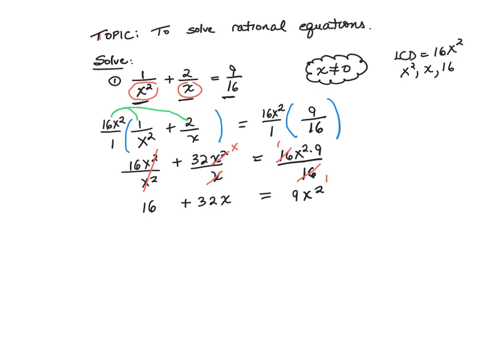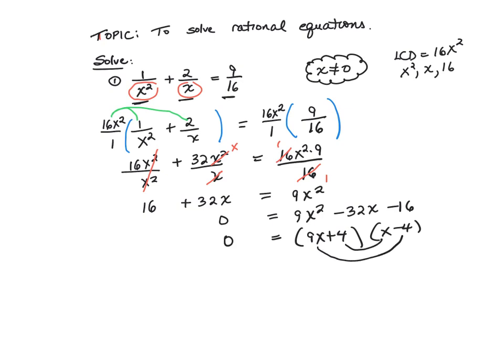Now, if we rewrite this in standard form to solve the quadratic equation, the right side is factorable. It could be factored into 9x plus 4 times x minus 4, and we could quickly check the inner and outer terms, and we do get a negative 32x there. So 9x plus 4 could equal 0, or x minus 4 equals 0. So x could be negative 4/9, and x could be 4. This would be our solution set.